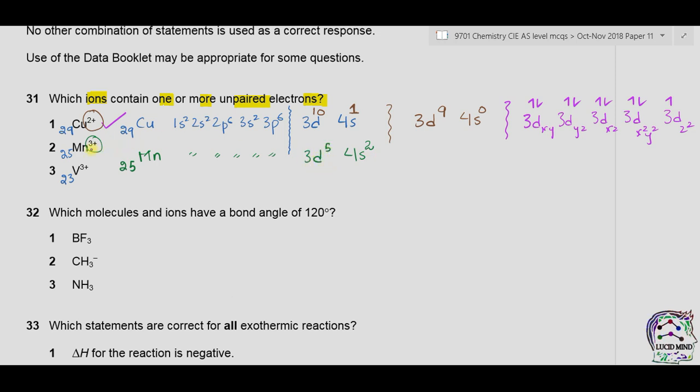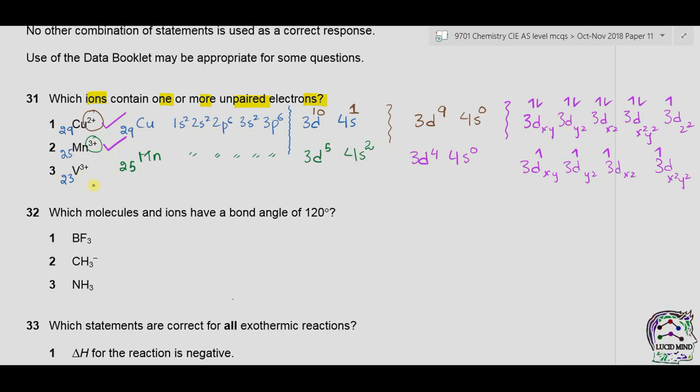Now the charge on manganese is +3. It means 3 electrons are lost. 2 electrons will be lost from 4s and 1 from 3d. So it will become 3d4, 4s0. 3d4 means that there are 4 unpaired electrons in 3d orbital. So option 2 is also correct.